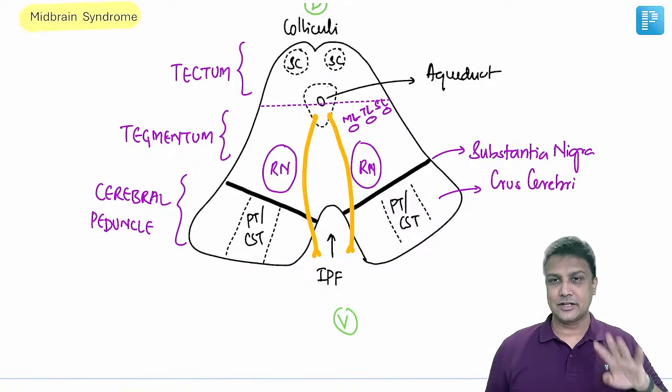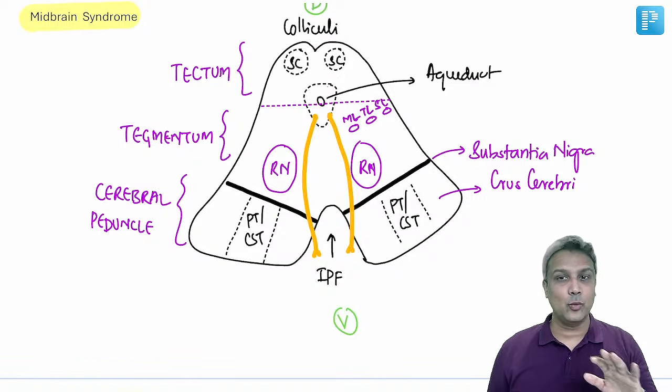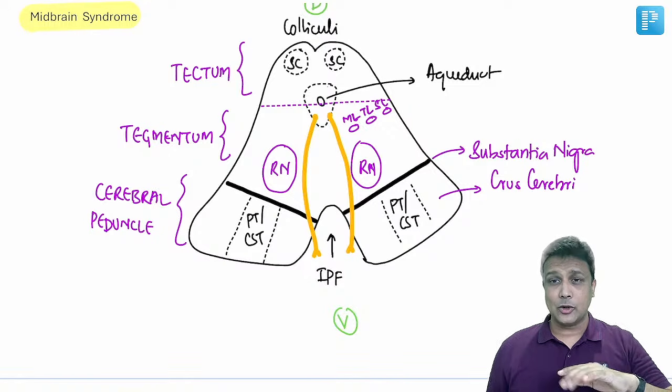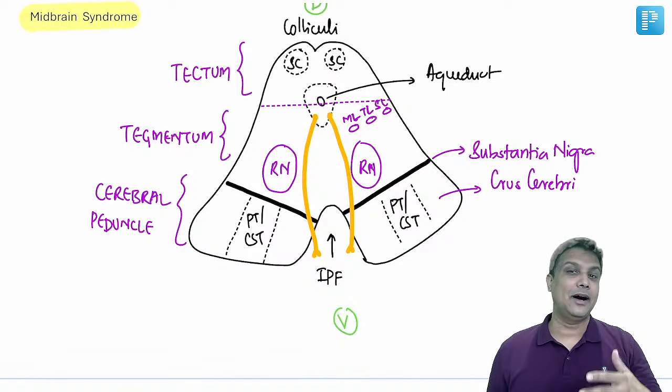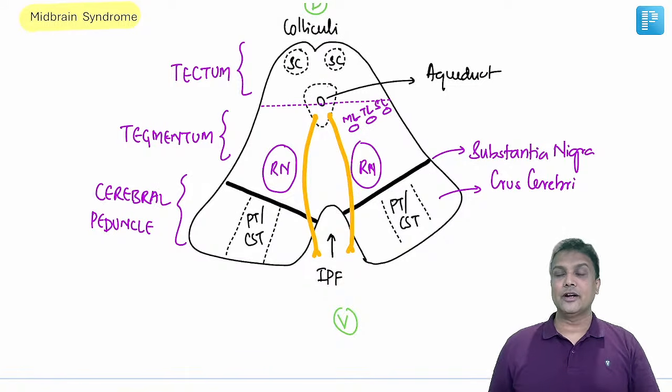One more lemniscus, the fourth one, the lateral lemniscus, is not visible at this position. Why? Because the lateral lemniscus, which is part of the auditory pathway, continues along with the inferior colliculus itself, and that's the reason why you won't find it at the level of the superior colliculus.